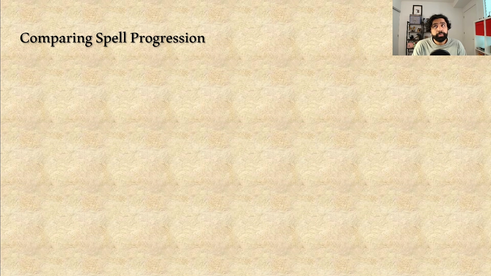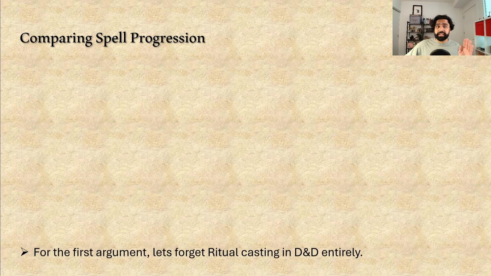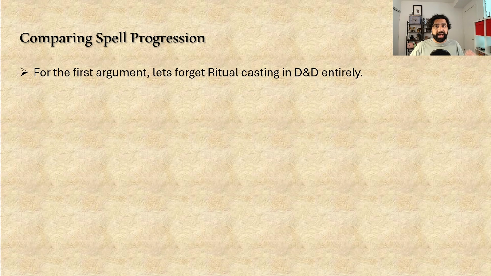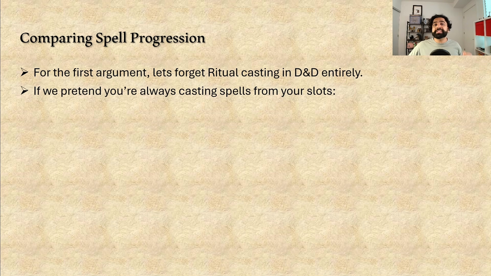For the first argument, we will be comparing spell progression and spell slot progression for D&D and Pathfinder casters. And obviously, some of you might immediately notice that I'm ignoring ritual casting. I will get to that later. But first, we must set up this argument while ignoring ritual casting and pretending that you must always cast utility spells from your spell slots, so that we can analyze the design space that rituals take up later and then figure out what Pathfinder's equivalent is.